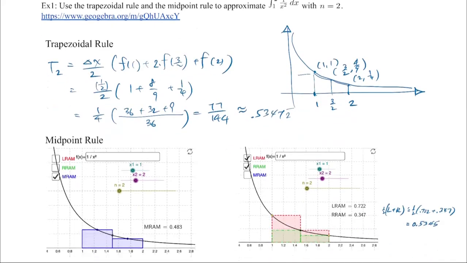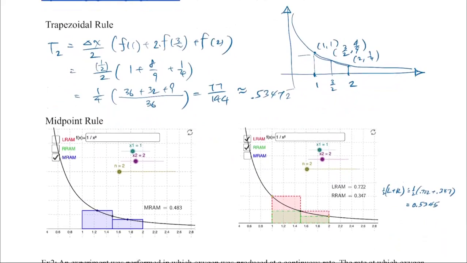And the only reason I did the decimal value is that we already have this value, right? I copy pasted from the link. Yeah, the left rectangle estimate was 0.722, and then the right estimate was 0.347. So when I take the average, it was 0.5345, and that's very, very close to what I had. Yeah. All right, guys. So that's it.